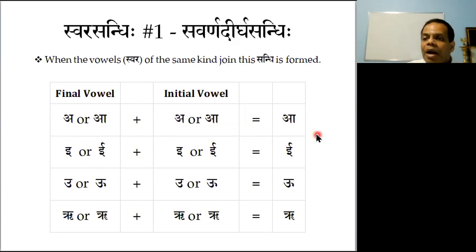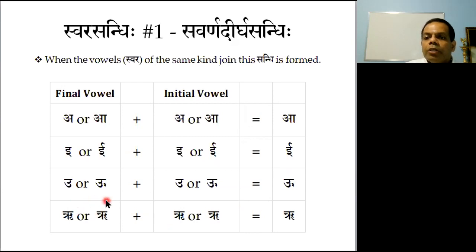The next word is amba, a, so that becomes a. The same way, e plus e, on the end of the first word and e on the starting of the second word, will give you e. Okay, we can look at it like that.